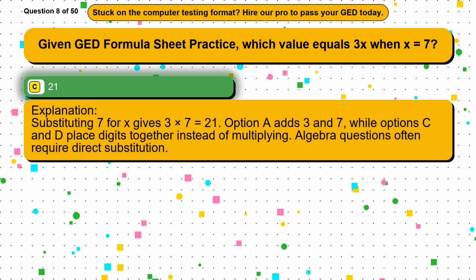Substituting 7 for x gives 3 times 7 equals 21. Option B adds 3 and 7, while options A and D place digits together instead of multiplying. Algebra questions often require direct substitution.